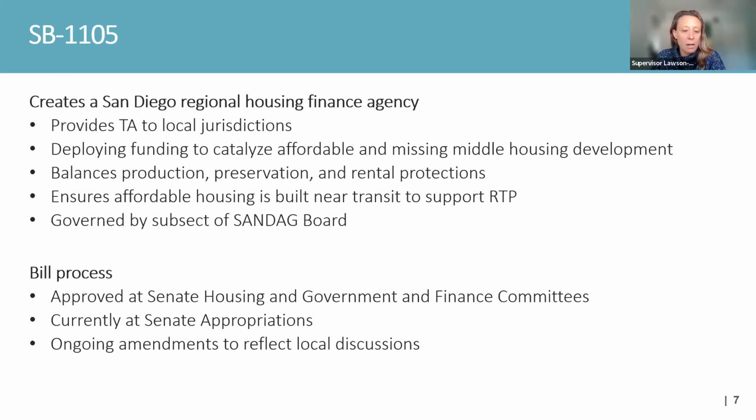So just a quick update on process. SB 1105 is currently working its way through the Senate. It was approved at both the Housing Committee and the Local Government and Finance Committee. We expect it to move to a floor vote in the coming weeks. Then it's going to move to the Assembly, where the bill will continue to work through committees and refine legislation throughout the summer. Can we move to slide 7, please?